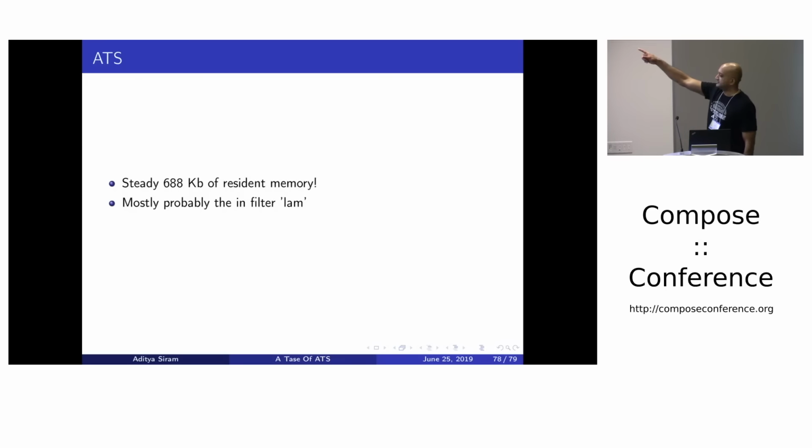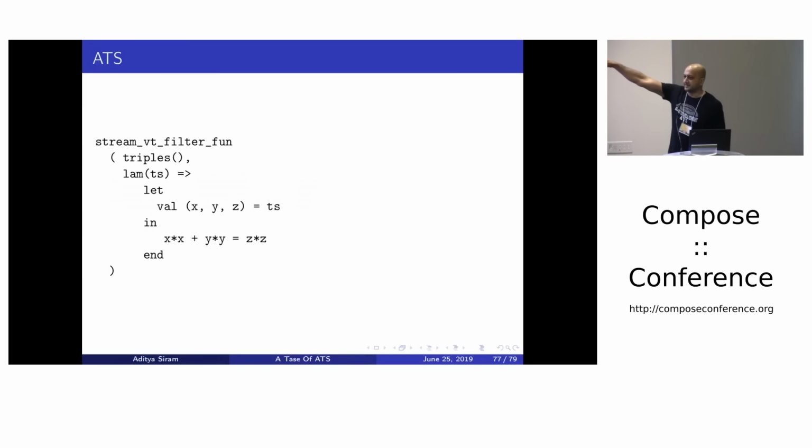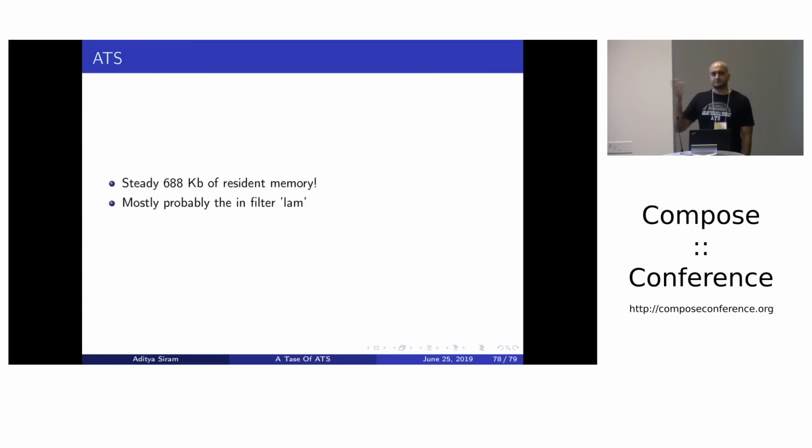And on my machine, it stays steady at 688 kilobytes of memory. And I think most of that is coming from that lambda closure, which allocates on a heap. So if you think about it, 3 integers, or what is it, 64 bytes an integer multiplied by 3, that's the minimum amount of memory you have. I think the rest of it has to do with file descriptors and printing to the screen and things like that. But 688, steady.